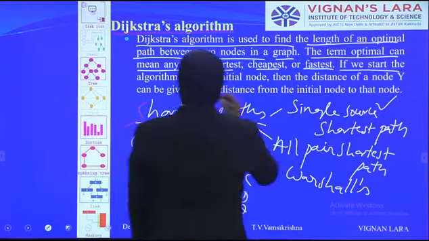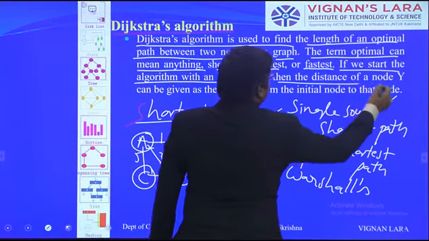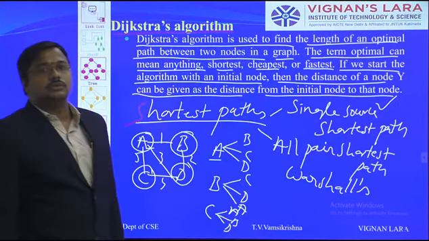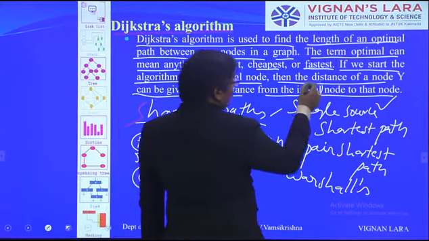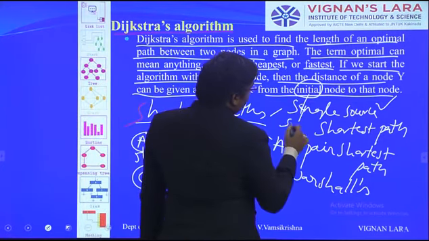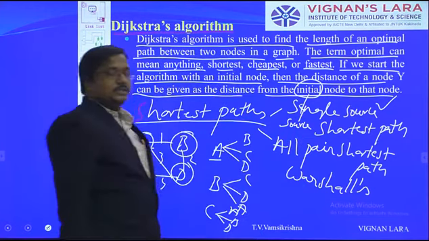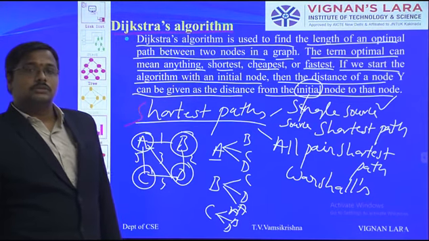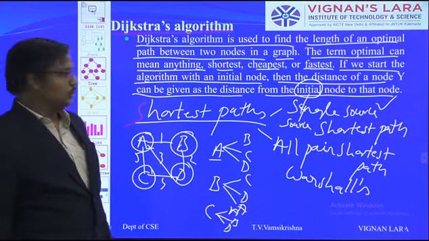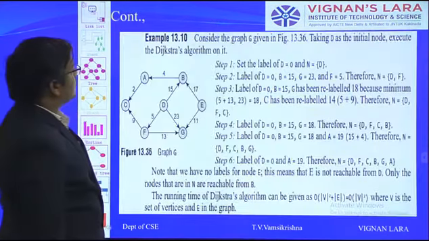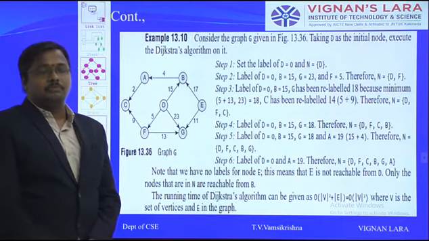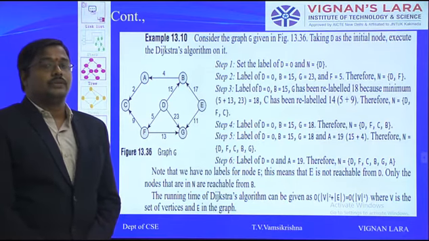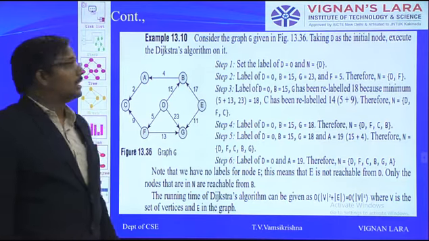So if we start the algorithm with an initial node, then the distance of a node Y can be given as the distance from the initial node to that node. The initial node is nothing but the source. Means we call it single source shortest path. The source is also given by the user. So this is a small example of how to find the single source shortest path.